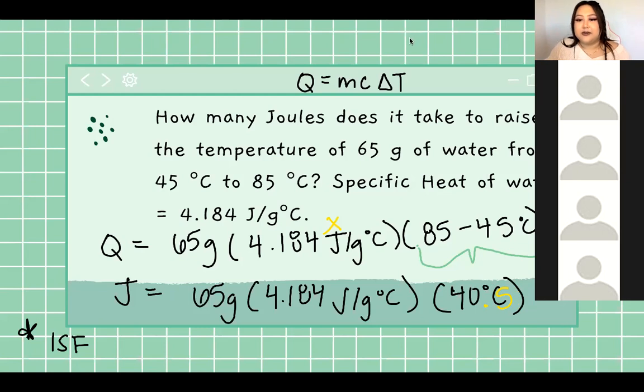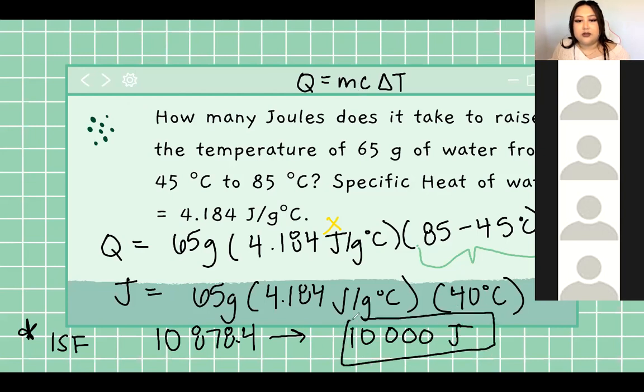Yes. Okay. So, for this specific problem, it would just be 65 times 4.184 times 40, and I think someone already got the answer. Did anyone put the answer in? I don't think so. Can someone tell me the answer? Iris got 10,000. Okay, which is right. So 10,878.4 is the calculator answer. And then turning it into 1 sig fig, it would be 10,000 joules. Yeah, correct. Okay. Does that make sense to everyone?